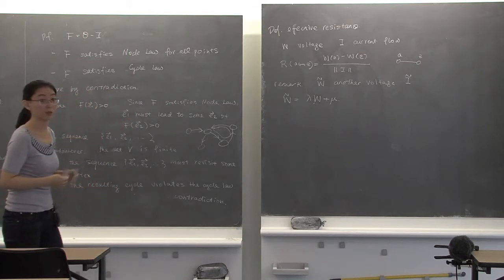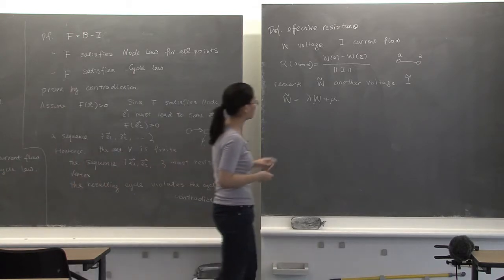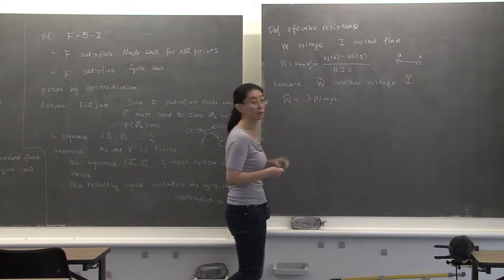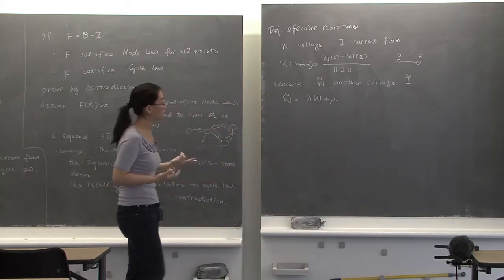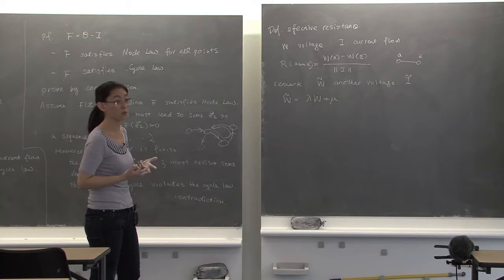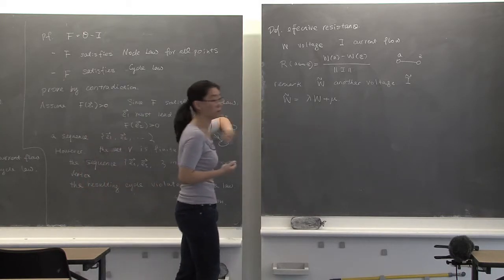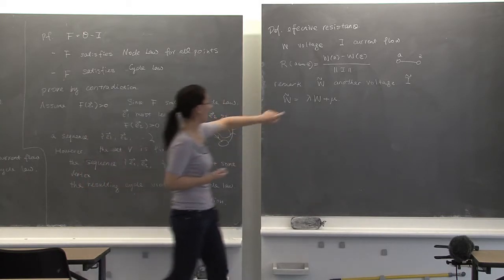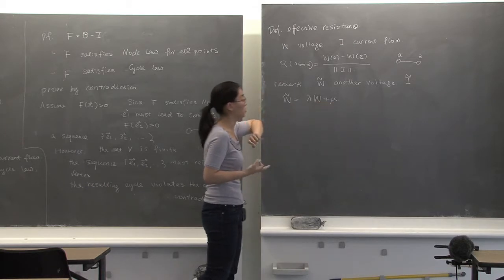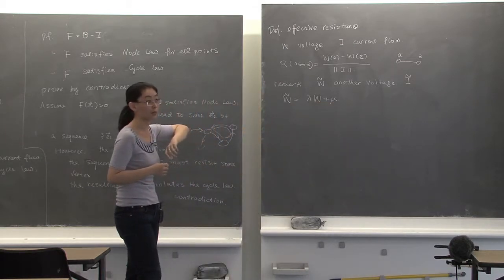linear in W. So there exist 2 constants, lambda and mu, such that W tilde is linear in W, because the total degree of freedom is only 2. So these 2 constants have to satisfy this relation. And the constants lambda and mu can be uniquely determined by their boundary values.